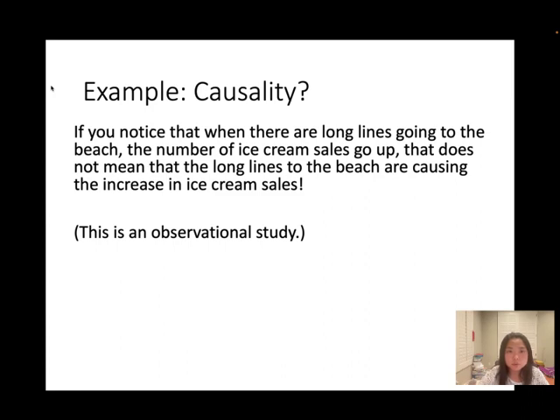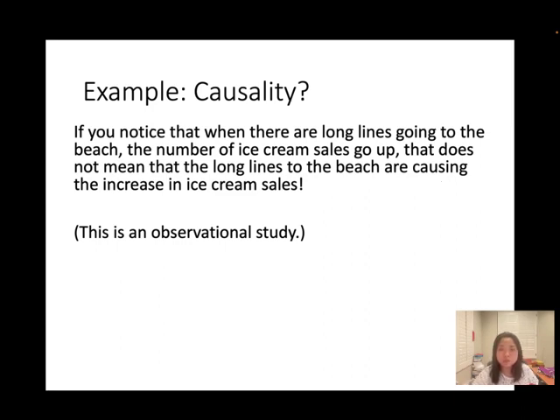For example, causality. If you notice that when there are long lines going to the beach, the number of ice cream sales goes up, that does not mean that the long lines to the beach are causing the increase in ice cream sales. Even though you might think, because today is too hot, more people want to eat ice cream, you can't say this is cause and effect. If you draw this kind of conclusion, we will say this is a misleading conclusion.